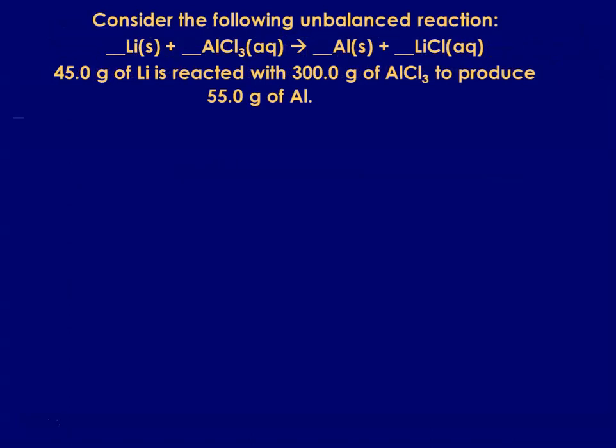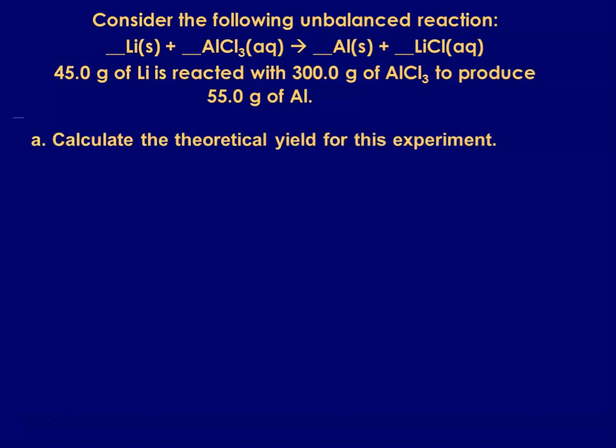So here's an example for you all to try. You do need to make sure you balance the equation. We have 45 grams of lithium. It's reacted with 300 grams of AlCl3, and it made 55 grams of aluminum. So that 55 grams is what was made in the experiment. So that's your actual yield. And we want to know what was our theoretical yield.